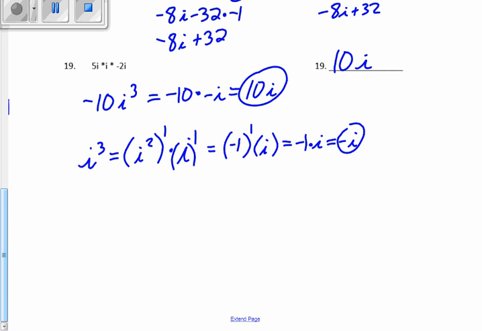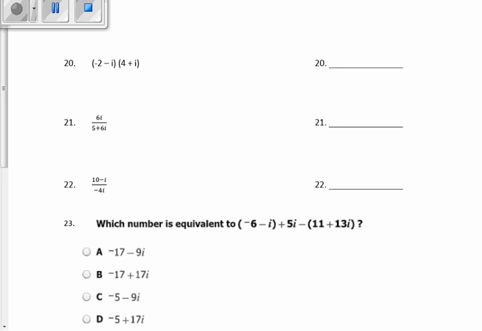Number 20. Get a multiplication between a multiplication, you've got to distribute. So we distribute: negative 2 times 4 is negative 8. Negative 2 times i is negative 2i. Negative i times 4 is negative 4i. Negative i times i is negative i squared.